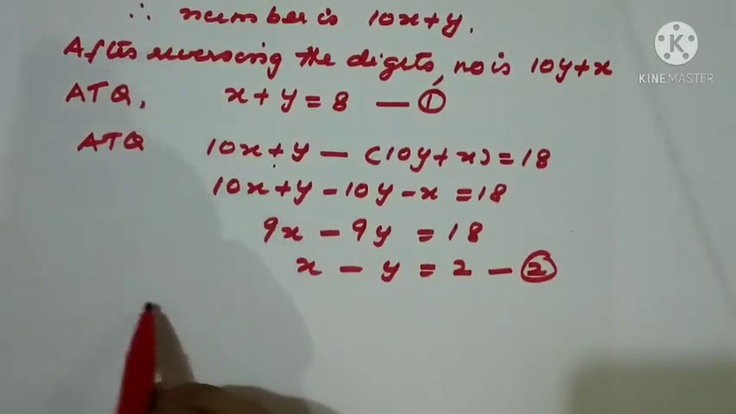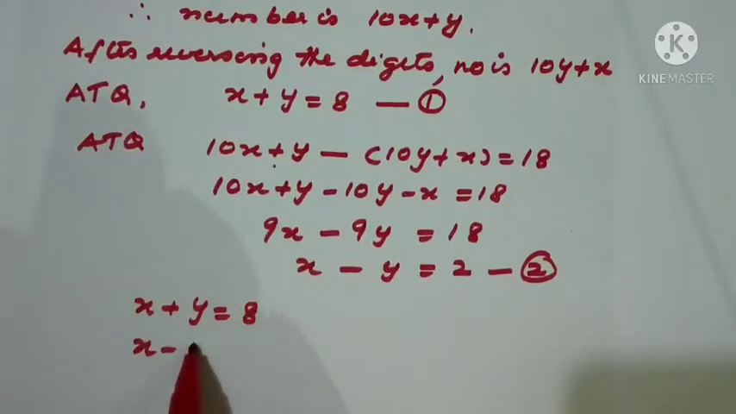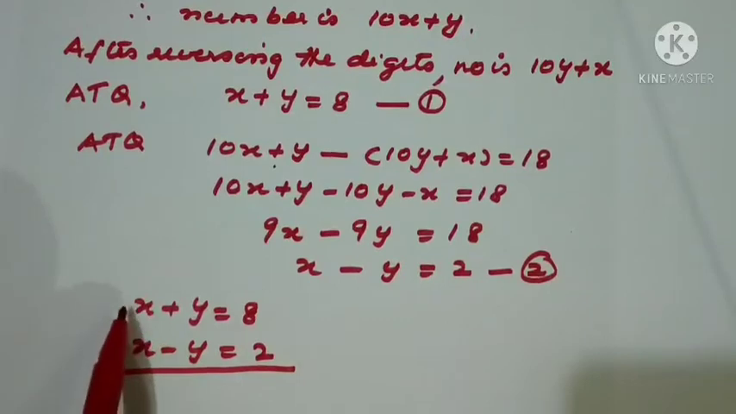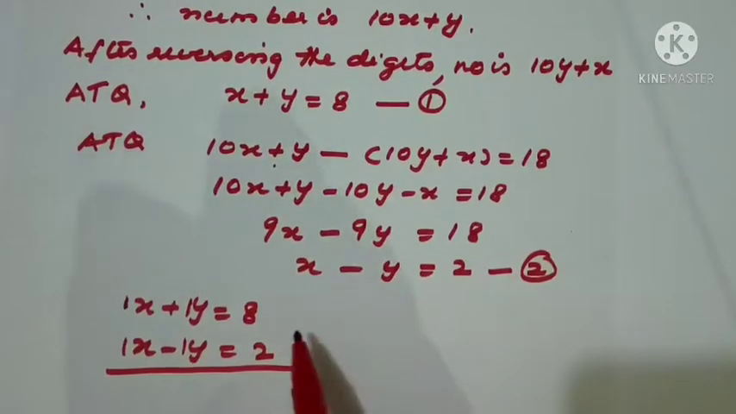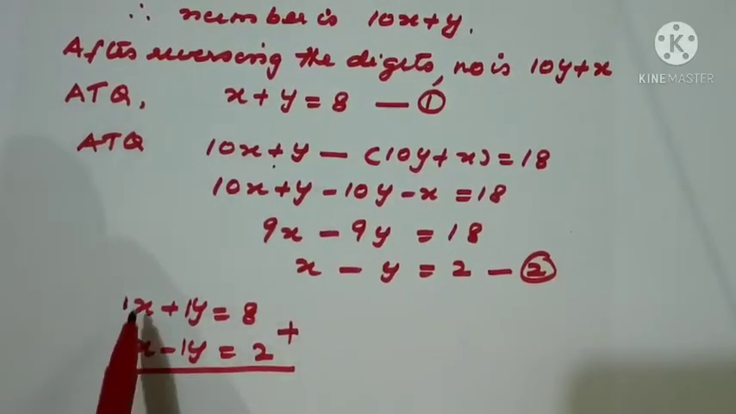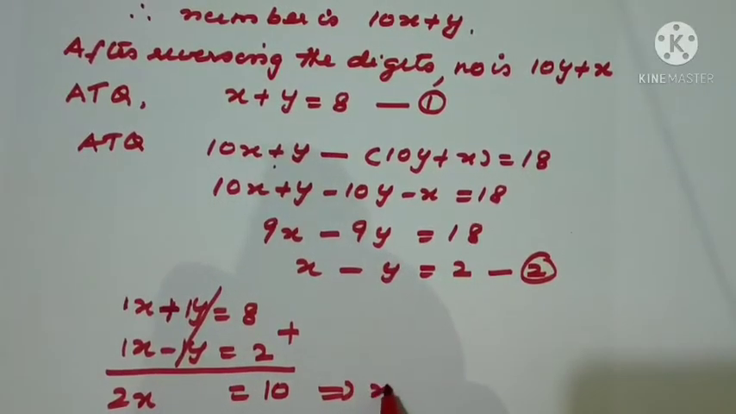I'll write it down once again. x plus y equal to 8 and x minus y equal to 2. See, both the coefficients are 1 only. Here also 1, here also 1. But here it is opposite sign, plus 1 and minus 1. So if I add these equations, 1x plus 1x, it is 2x. Plus 1y and minus 1y will get cancelled. Again, 8 plus 2 is 10. This implies x equal to 5.